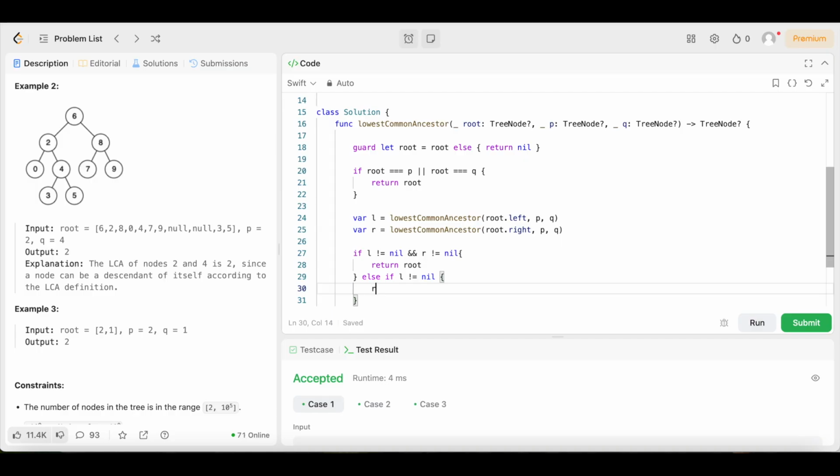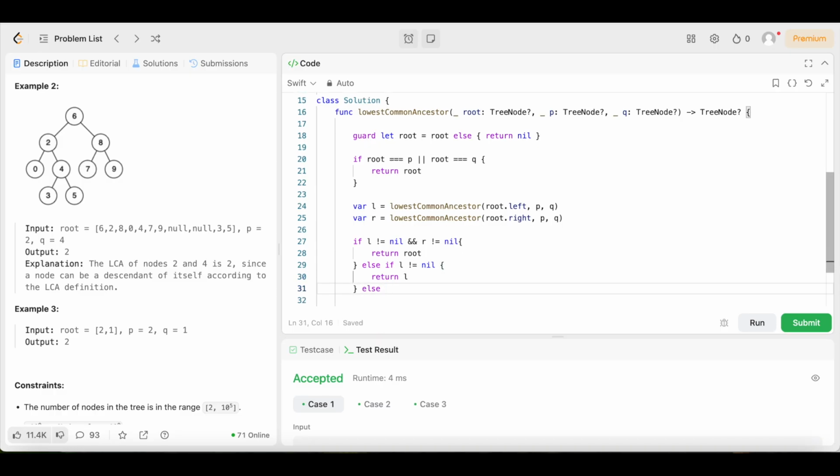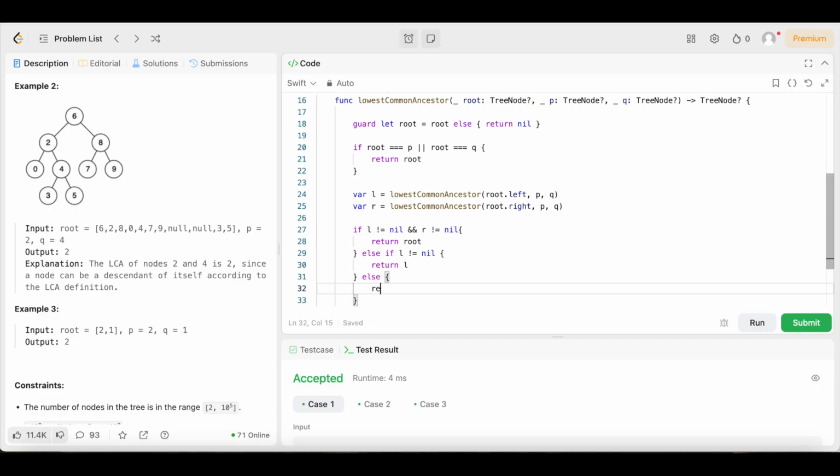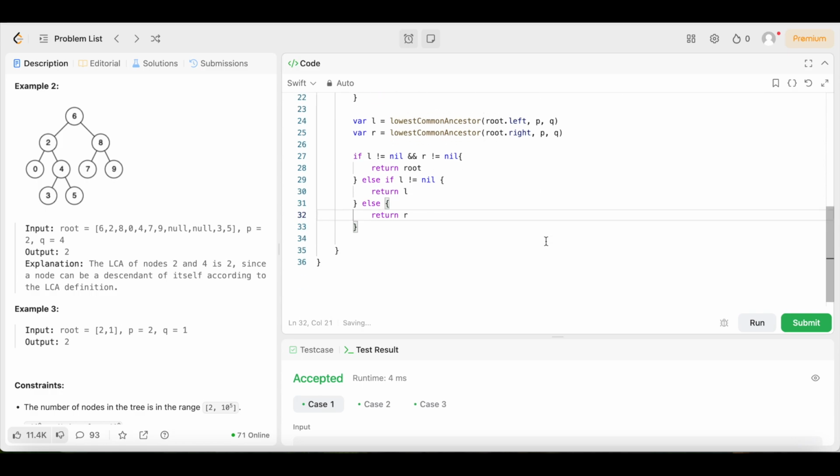So we could just say return L. Then we just come down here. If L is equal to nil, that means the right subtree would not be equal to nil. So we could just say else return R, just like that. And that should be all she wrote, y'all.